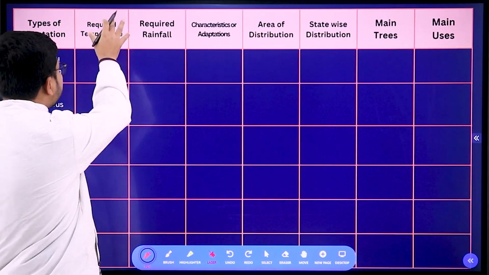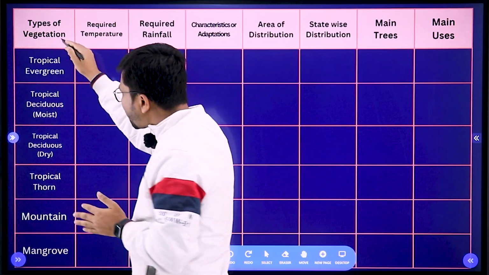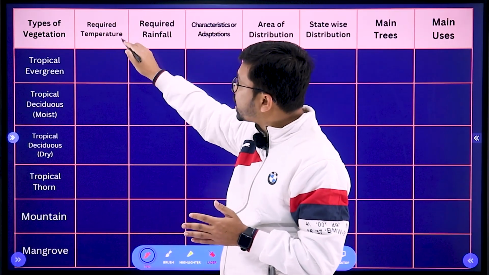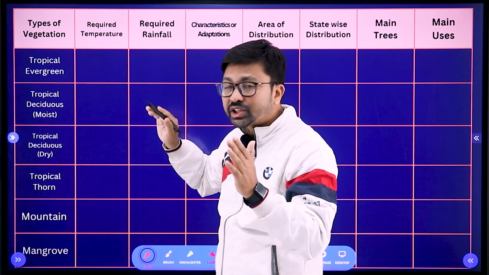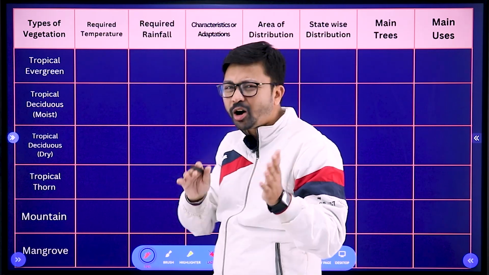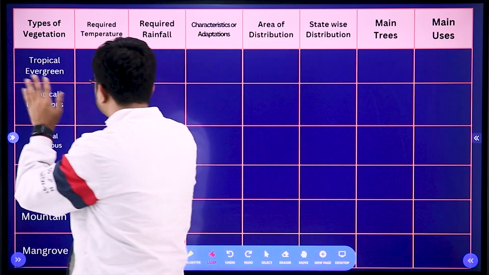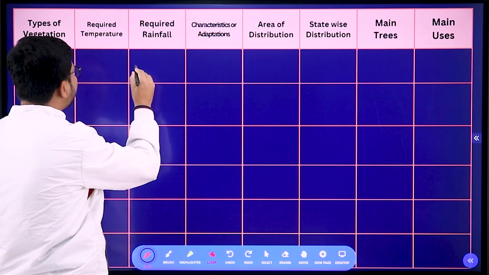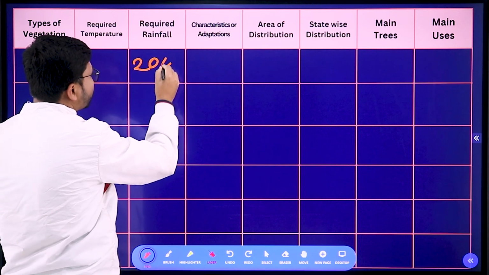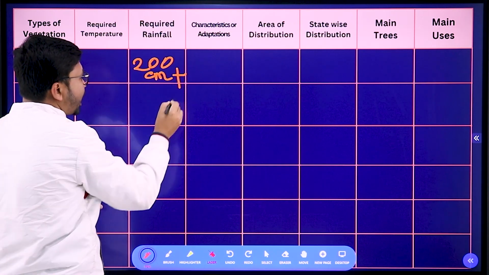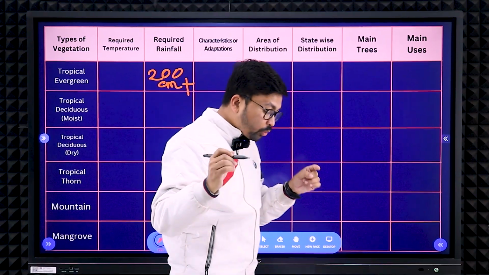So what are those headings? Required temperature. Here you can see different types of vegetation, and here required temperature. How much temperature is required? Required rainfall. How much rainfall is required? Here you can see the tropical evergreen. I am making one for you. Tropical evergreen: rainfall required is 200 centimeters plus. That much rainfall will be required.